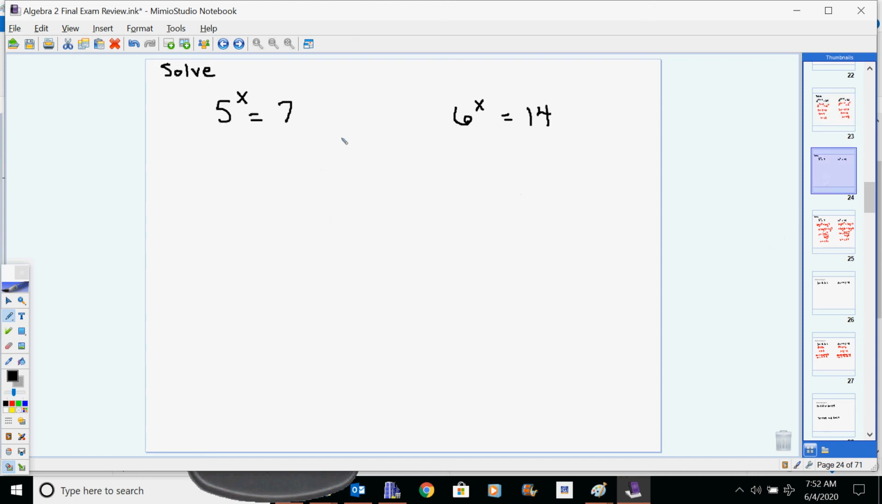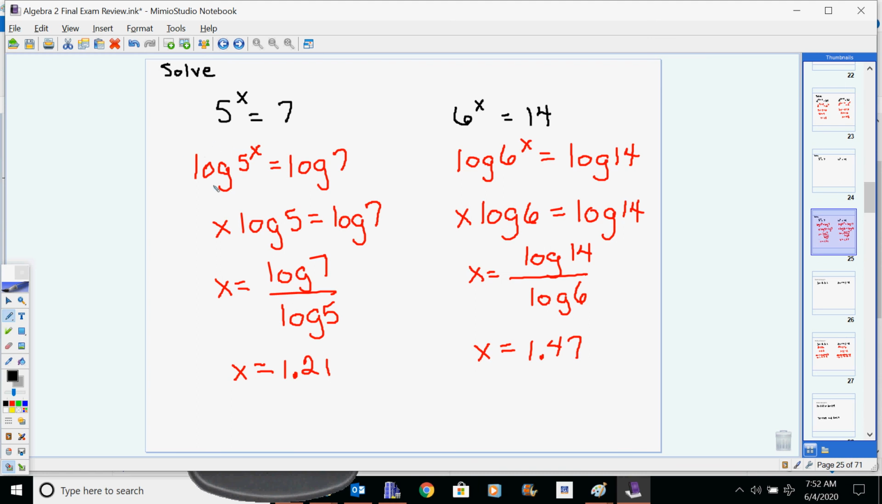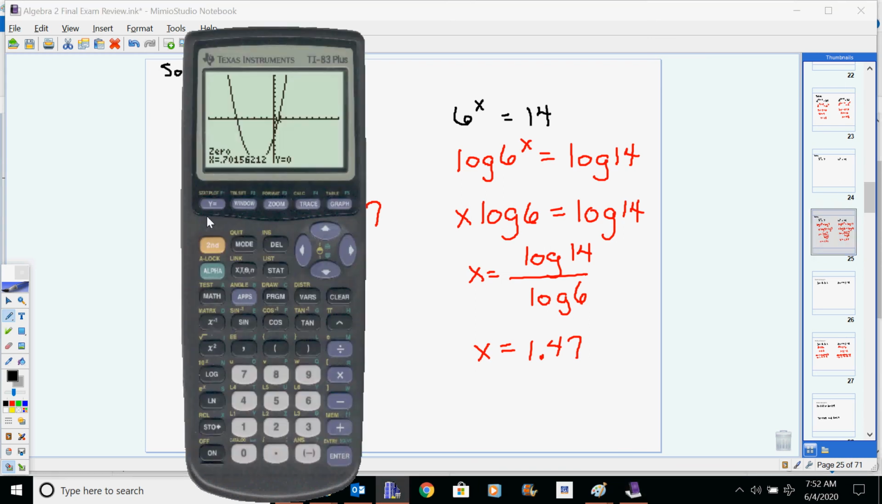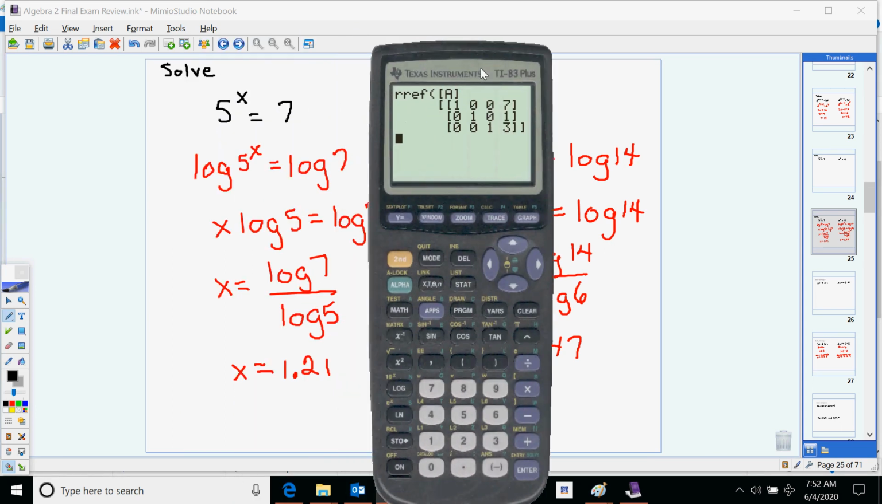Now there's no way you're going to get a common base out of that, so that's where you need to resort to your calculator and using the logarithms. The calculator does not have all of the bases, if you remember correctly. It does just have a regular log, which is a log base 10, and it has a natural log.